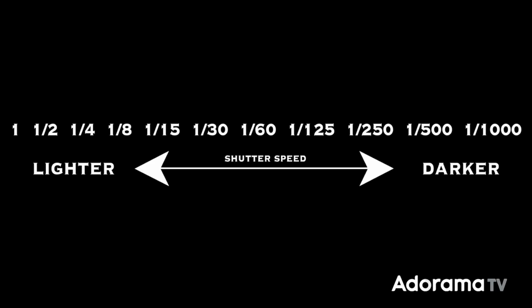So 1,000th of a second is very fast, or a short shutter speed, while 1 second is very slow, giving you a much longer shutter speed. Now, we measure these things in single stop increments, one stop at a time, and one stop is roughly double or half the number next to it. So 60 to 125, for example, is one stop. 125 to 250, also one stop. If you go from 60 all the way to 250, that's 2 stops.